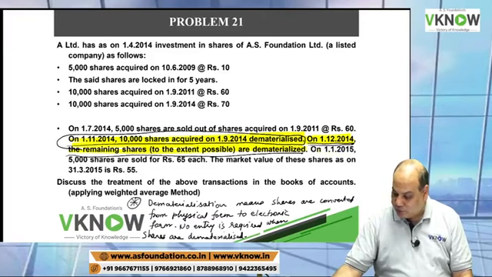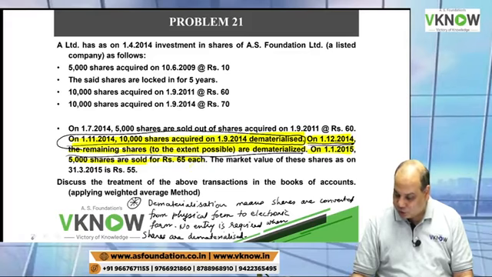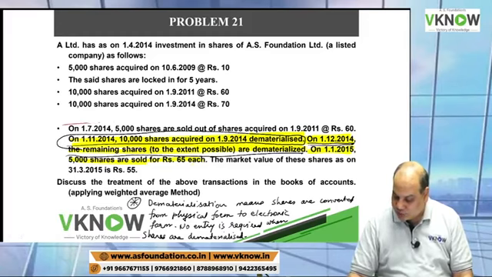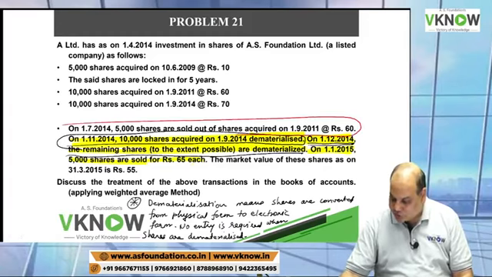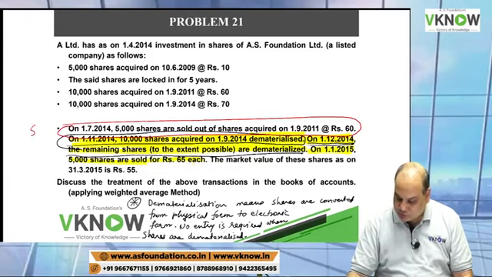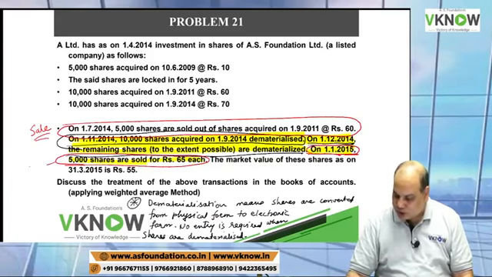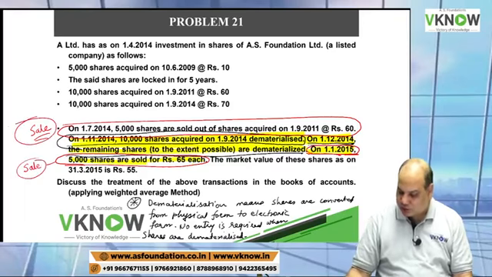Next point. On 1/1/15, 5,000 shares were sold for 65 each. So there are two sale transactions. One, this is a sale transaction, and another one, this one. There are two sale transactions. So you will have to calculate profit or loss on sale two times.